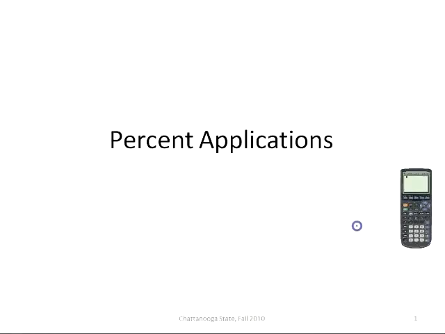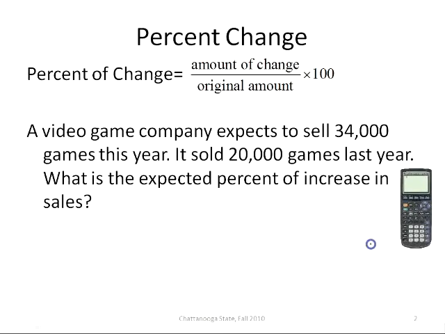Percent applications. When we solve problems involving percents, often it involves a percent change, where a value either goes up or goes down. When we're calculating a percent of change, we use the formula: percent change is equal to the amount of the change divided by the original amount times 100.